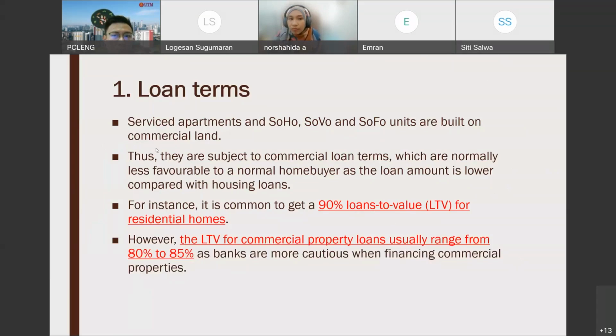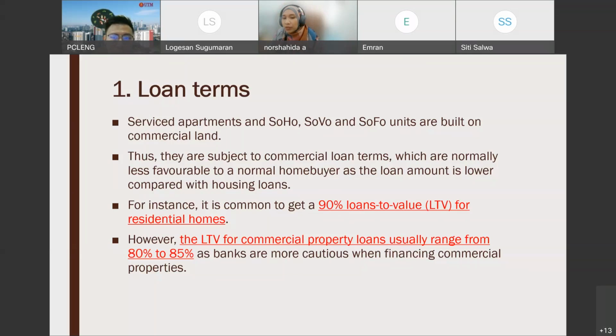So that's the beauty of it. When it falls under commercial land, the way we calculate the number of units is different. That's why we can use SOHO and so on. Thus, they are subject to commercial loan terms which are normally less favorable to a normal buyer as the loan amount is lower compared with the housing loan. So it is a bit harder. For instance, it is common to get a 90% loan to value, LTV, for residential homes. However, the LTV for commercial property loans usually ranges from 80 to 85% as banks are more cautious when financing these commercial properties.